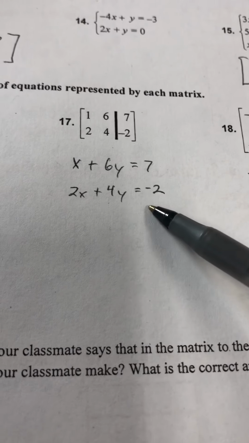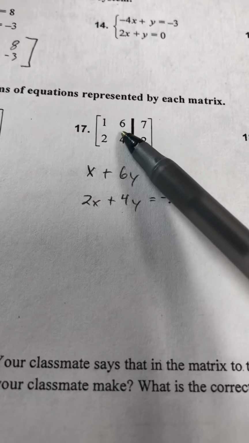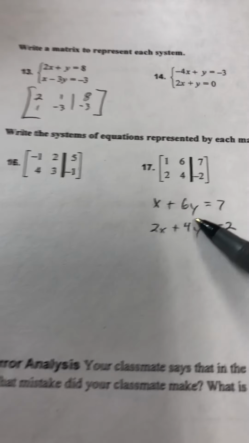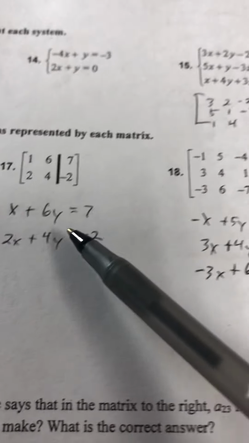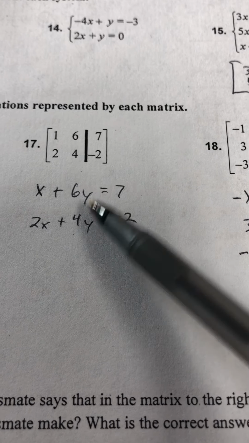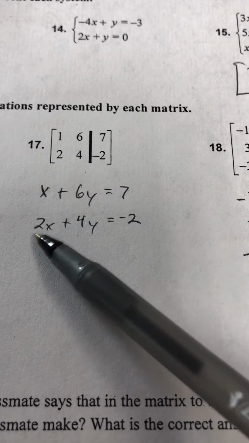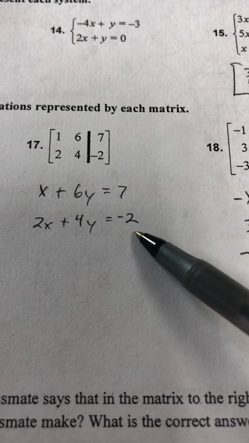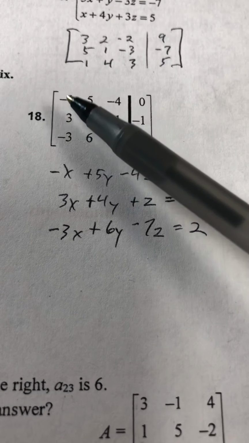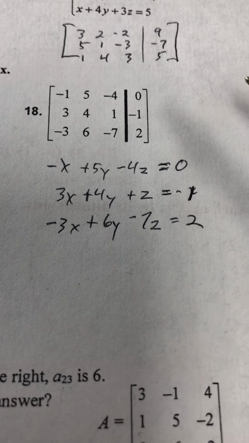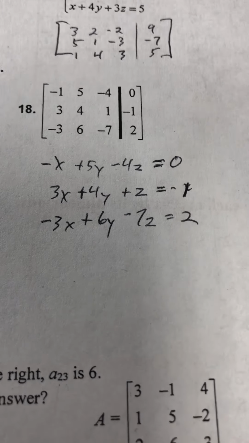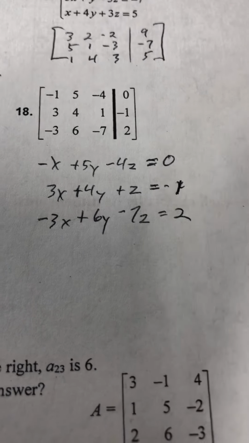I wanted to do 17 where we're going backwards. We're given a matrix and we have to write the system of equations that the matrix is representing. So here I have 1x, 6 y's, and a 7. I have 2 x's, 4 y's, and a -2. I wanted to do one with a z, so I did 18 also, because these have x, y, and z. So you could see how those turn out to be a system of equations.